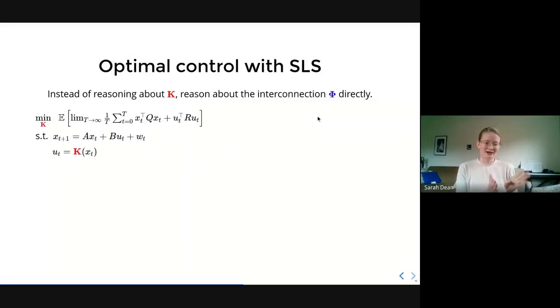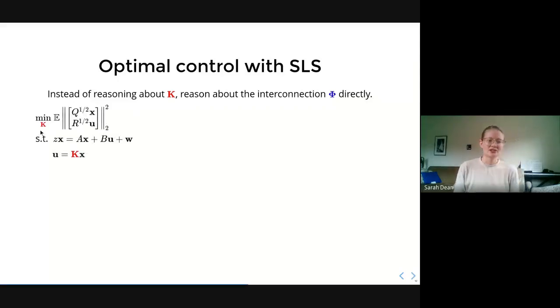So let's look at our original optimal control problem. I'm not looking at robustness right now. I'm just looking at our standard LQR problem. So I'm minimizing over K. I'm going to make a notational switch now to writing things in terms of signals, which I've been doing a little bit without calling out explicitly, which is going to look like this.